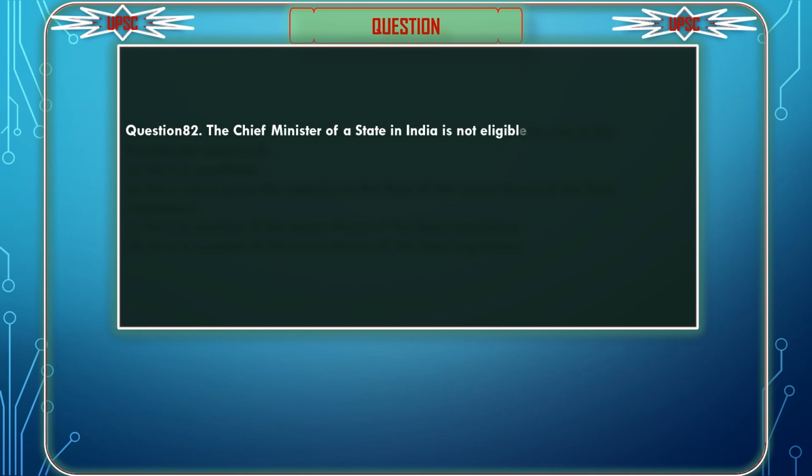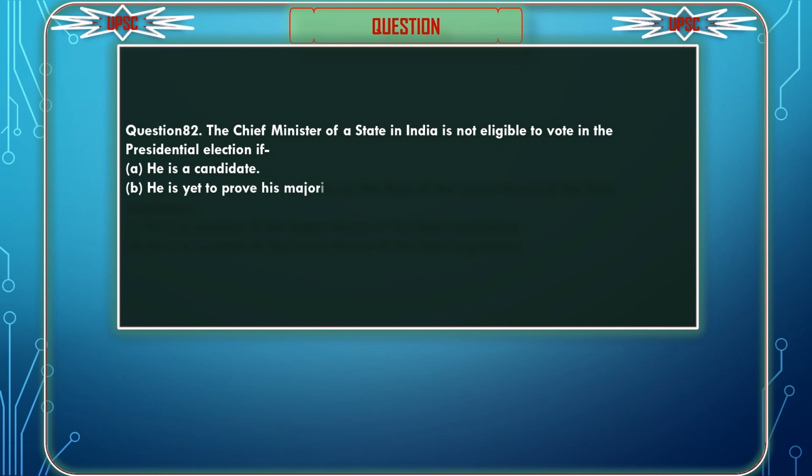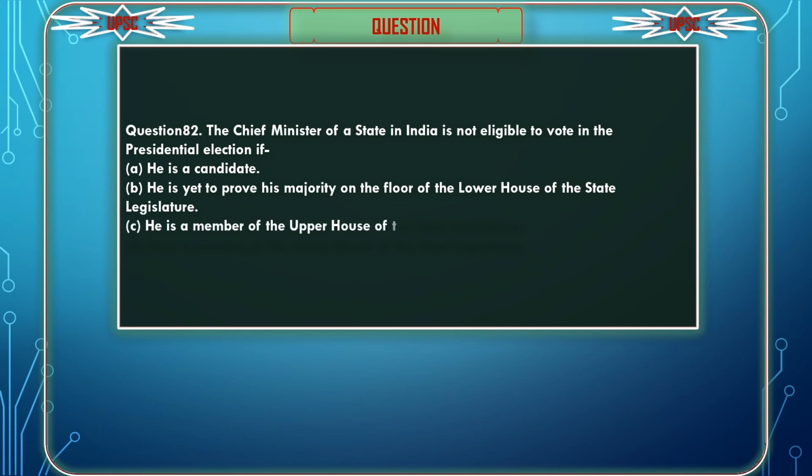Question 82. The Chief Minister of a state in India is not eligible to vote in the presidential election if: A. He is a candidate. B. He is yet to prove his majority on the floor of the lower house of the state legislature. C. He is a member of the upper house of the state legislature. D. He is a member of the lower house of the state legislature.